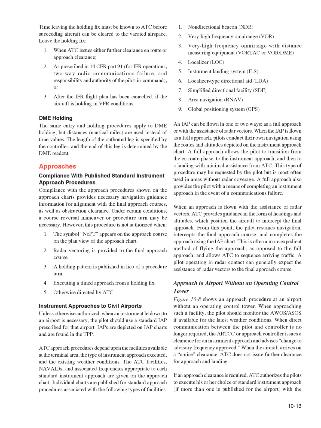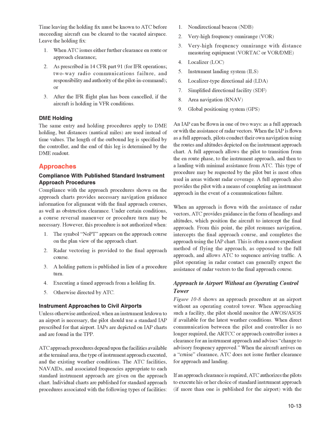Instrument approaches to civil airports unless otherwise authorized. When an instrument letdown to an airport is necessary, the pilot should use a standard IAP prescribed for that airport. IAPs are depicted on IAP charts and are found in the TPP. ATC approach procedures depend upon the facilities available at the terminal area, the type of instrument approach executed, and the existing weather conditions. The ATC facilities, nav aids, and associated frequencies appropriate to each standard instrument approach are given on the approach chart. Individual charts are published for standard approach procedures associated with the following types of facilities.